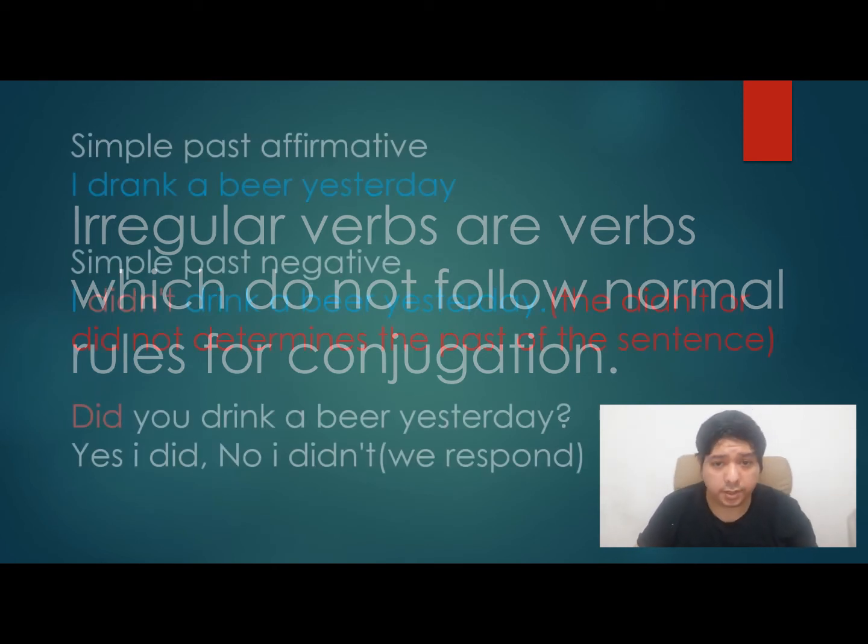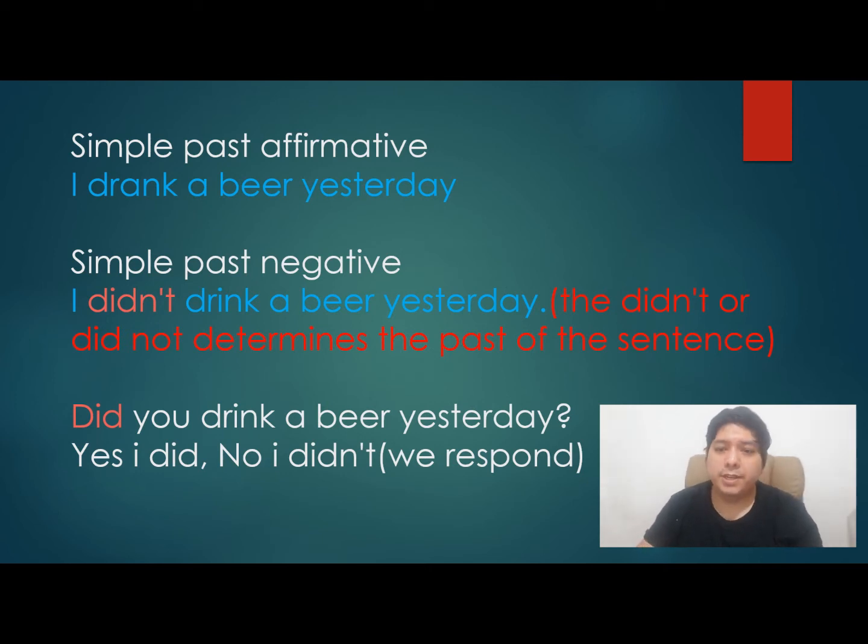The first example is the verb drink. In simple past is I drank a beer yesterday. In negative form is I didn't drink a beer yesterday. The word didn't or did not determines the past of this sentence. The yes/no question, did you drink a beer yesterday? And the answer, we respond yes I did or no I didn't.